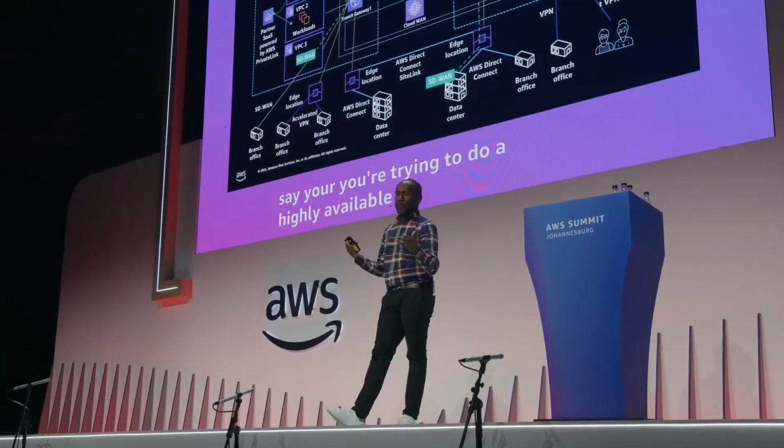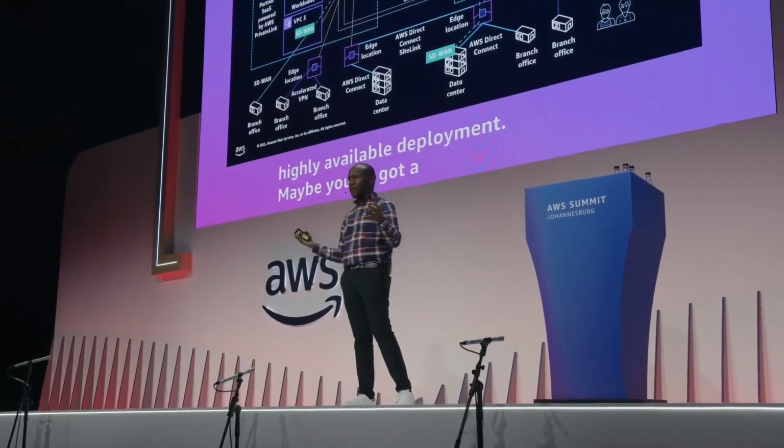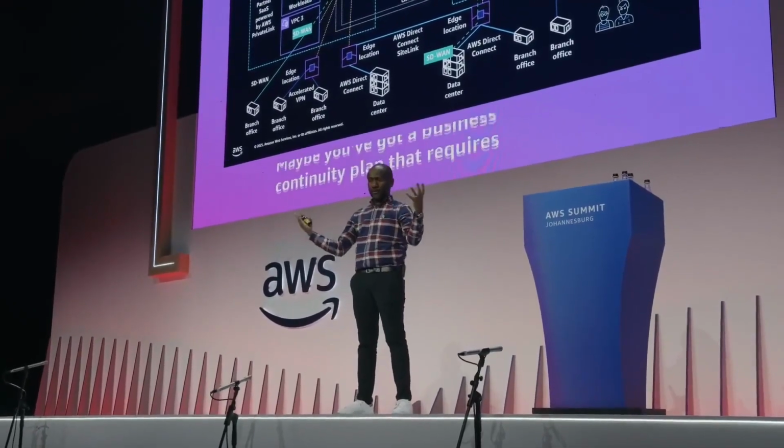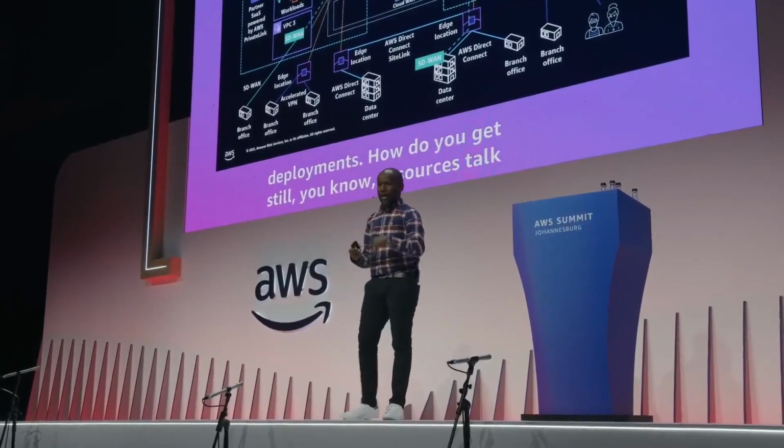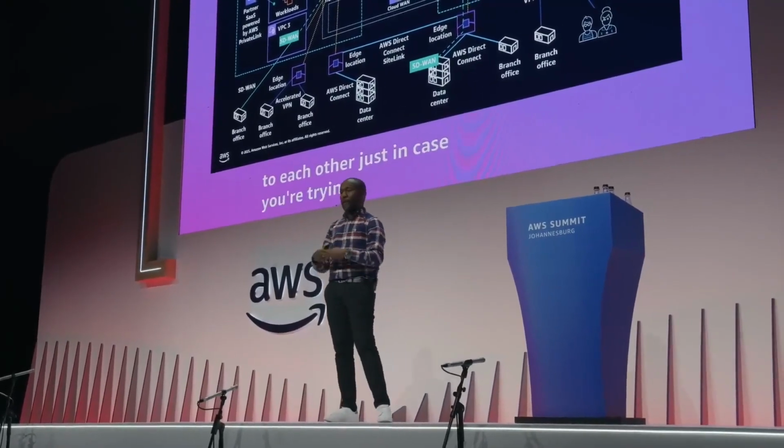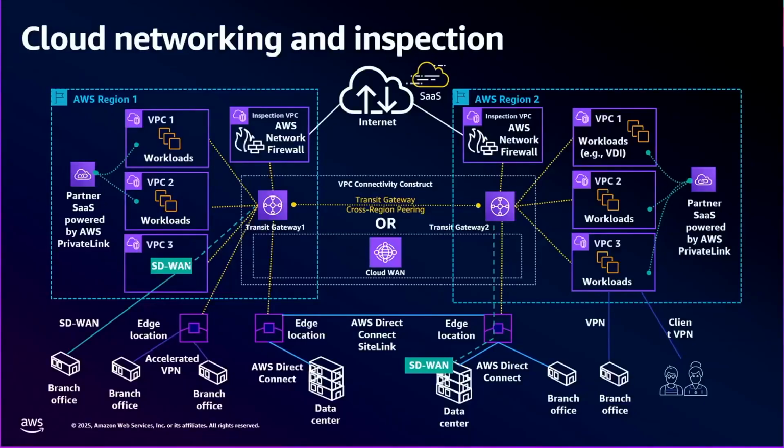And even more importantly, you think about you have resources deployed in multiple AWS regions, right? You say you're trying to do a highly available deployment. Maybe you've got a business continuity plan that requires you to do multi-region deployments. How do you get resources to still talk to each other, just in case you're trying to replicate something and so on and so forth? I mean, the AWS Transit Gateway, for example, allows you to do cross-region peering so that you can connect these two regions. But that's just one way to do it, right?